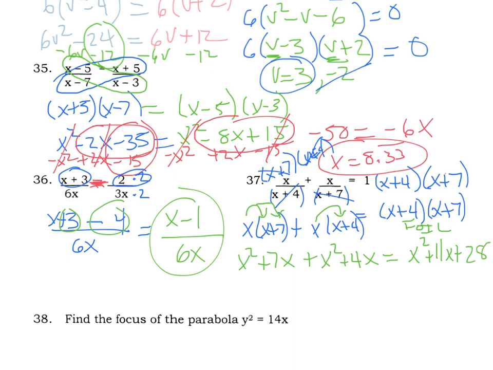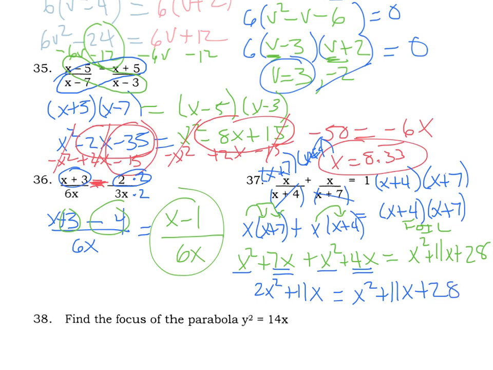Okay, so really long equation. This one's a pretty challenging one, but what I'm going to start to do is combine some like terms here. X squared and x squared gives me 2x squared. 7x and 4x gives me 11x. That takes care of this side. And over here, x squared plus 11x plus 28.